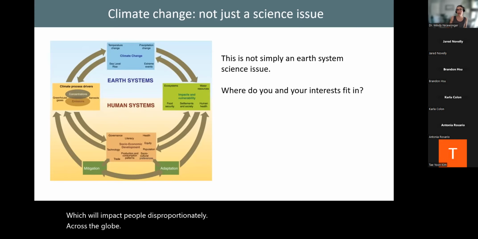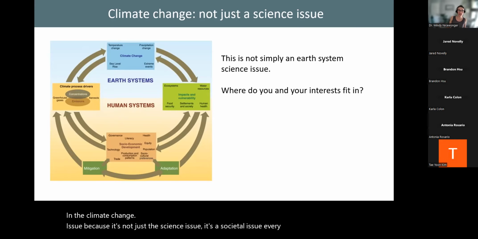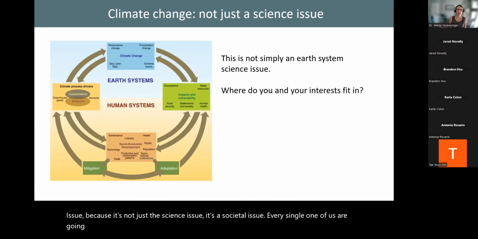Okay, so I'm going to take a break here, and I want you just to think about where your interests fall and how you can be sure that you're going to make a difference in the climate change issue, because it's not just a science issue, it's a societal issue. Every single one of us is going to be impacted in some way by our changing planet.